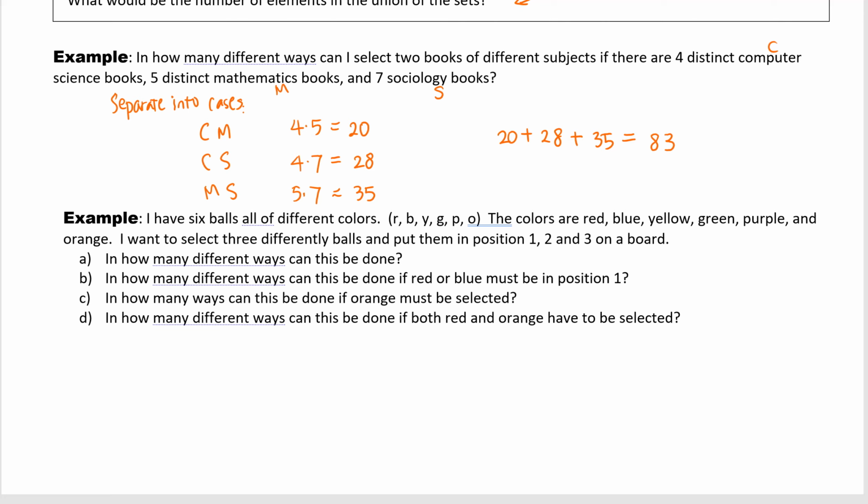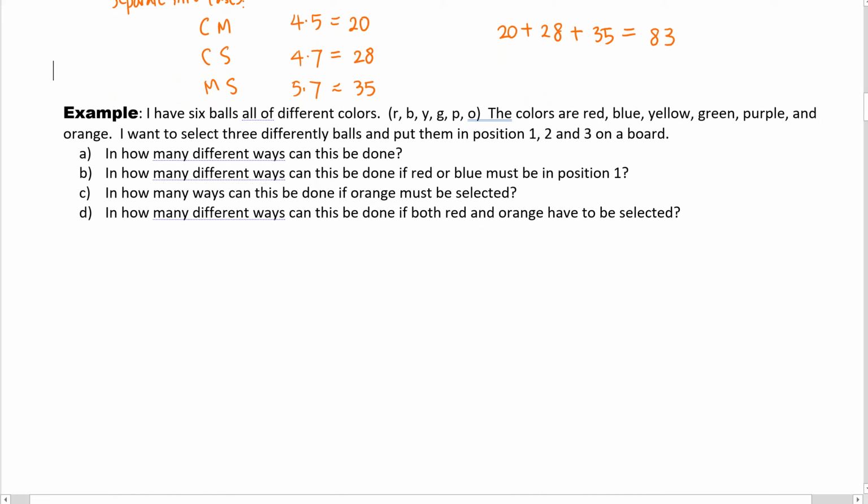Alright. Okay, let's continue to our next example. I strongly recommend you pause the video and try the problem first, and then after you're done, we can check our work together. Are you done? Let's check it. I have 6 balls, all of different colors: red, blue, yellow, green, purple, orange. I want to select 3 different balls and put them in positions 1, 2, and 3 on the board. Part A. In how many different ways can this be done?